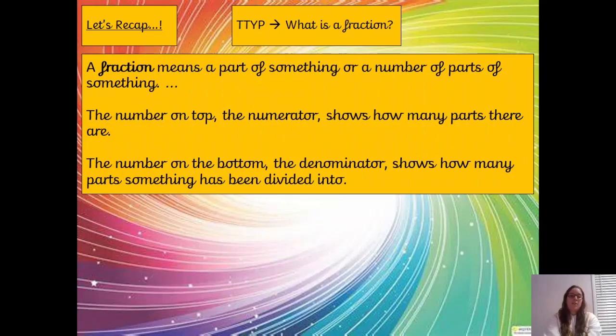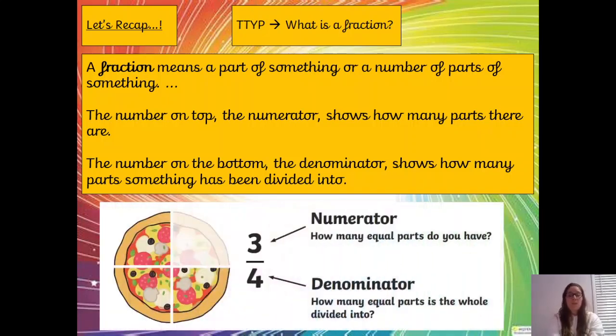Okay, so hopefully you've had some really good partner talk there. A fraction means a part of something or a number of parts of something. The number on the top, the numerator, shows how many parts there are, and the number on the bottom, the denominator, shows how many parts something has been divided into. So just looking here at this pizza, we can see our numerator, which is 3, and we have got a denominator, which is 4.